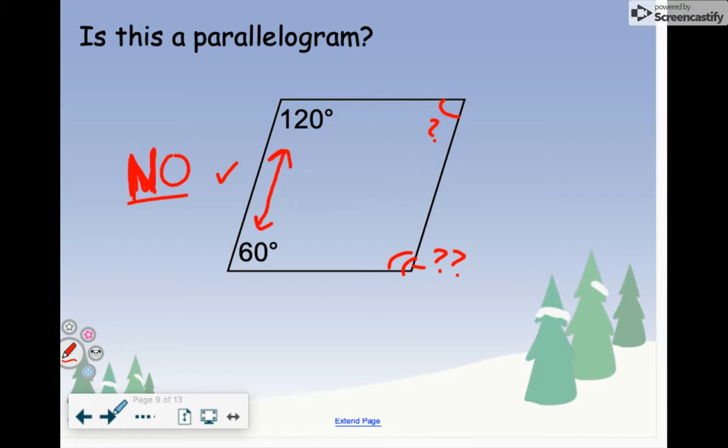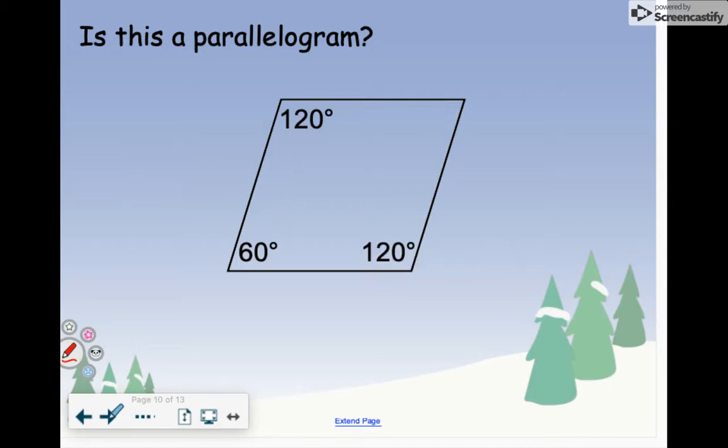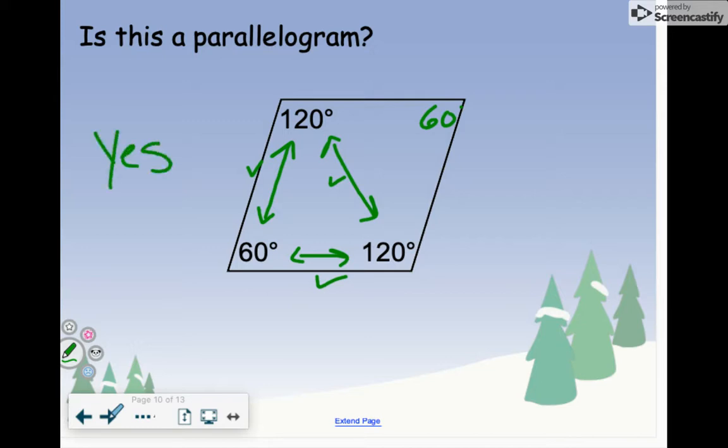Now, if we look at this next one, you're going to notice the difference here. With this information, we're not given enough. But just by adding this piece right here, we know consecutive angles are supplementary. Check, check. Opposite angles are congruent, and then right, this one also would have to be 60, so we have consecutive angles supplementary. So is this a parallelogram? Yes, it is.